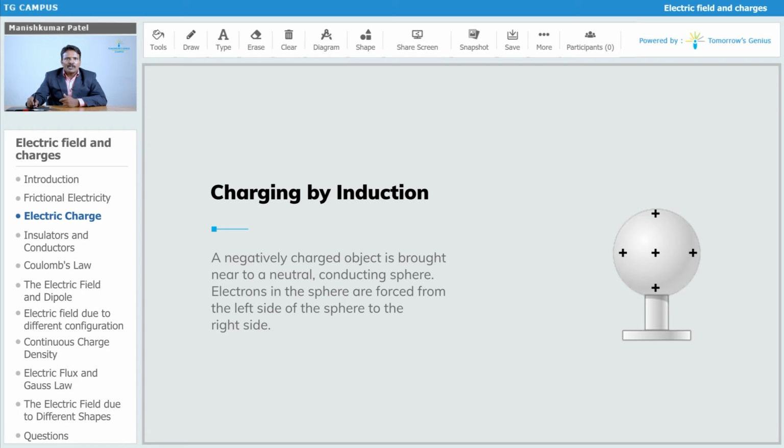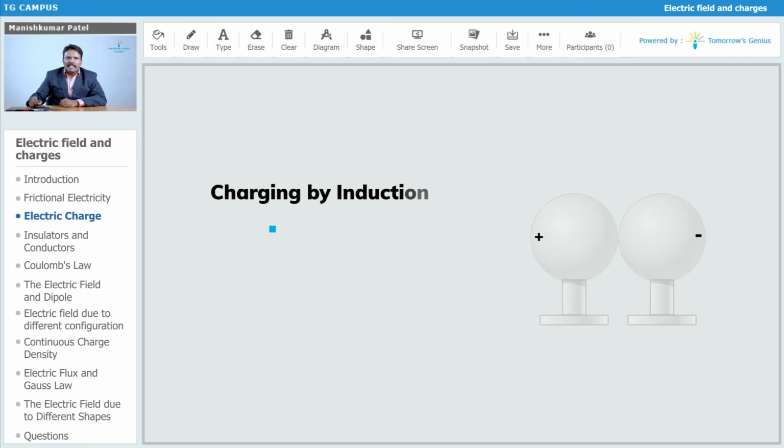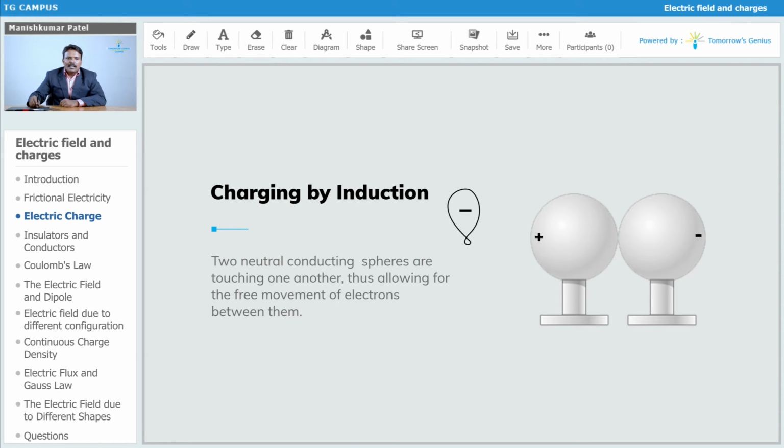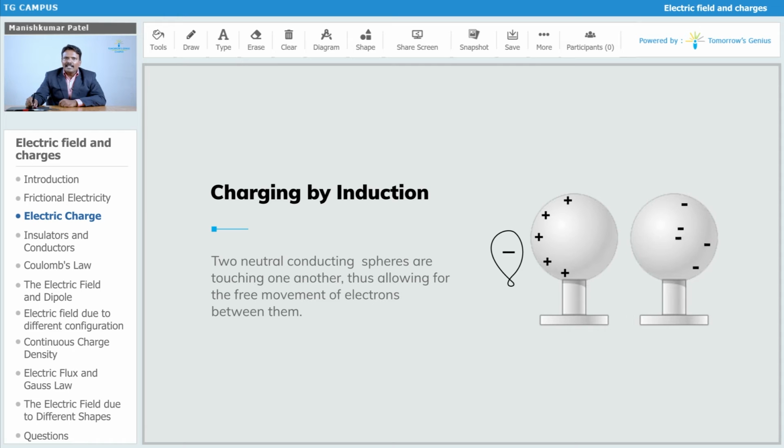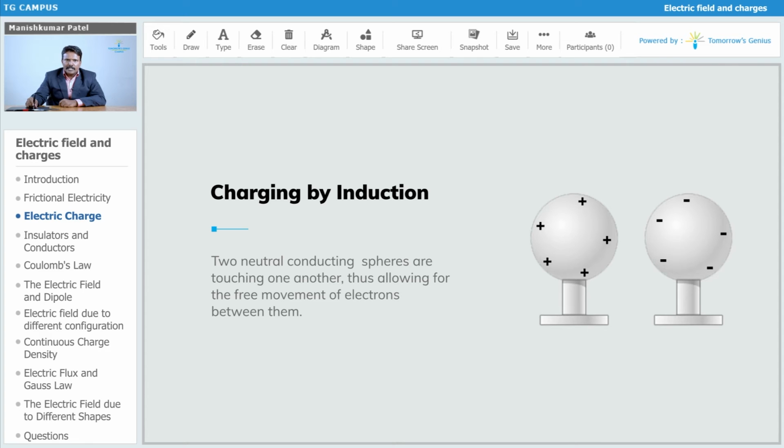So this is what you can call the process of charging by induction. Similarly, you can do another thing. I have this balloon which has a negative charge. If I move it towards this sphere, again it is going to attract the positive charges, or it will repel the electrons. Initially both spheres are attached to each other, then I will separate the two spheres. So one has a positive charge and another has a negative charge.